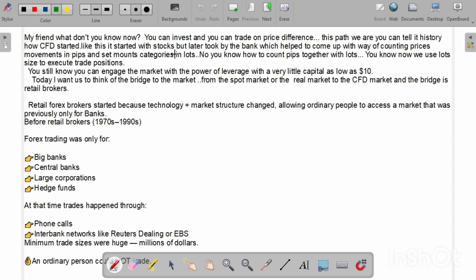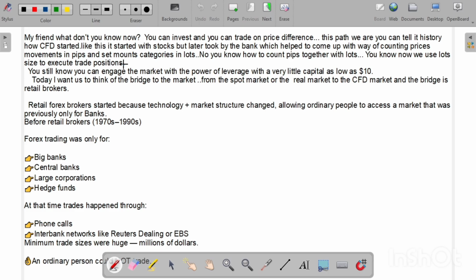It started with stocks, but later was taken by the banks, which came up with a way of counting price movement in pips and set amount categories in lots. Now you know how to count pips together with lots. You know how to use lot sizes to execute trade positions. Of course, we know that lots are the ones used to execute trade positions, because now you can predict how far the market will go.